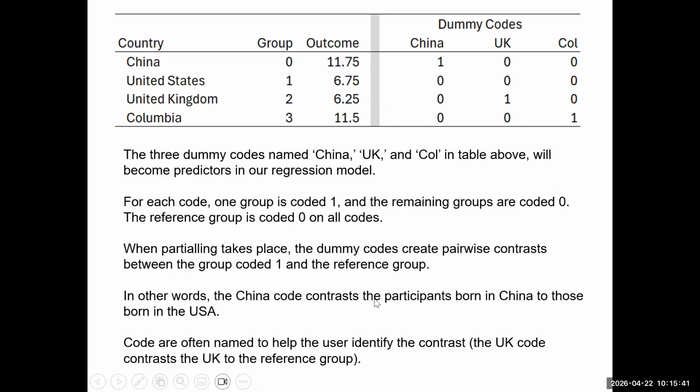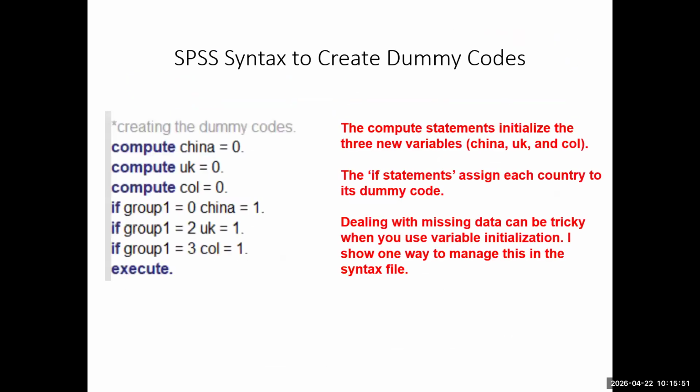And there are lots of different ways you could name the codes. I like to name them so that the name of the code signifies the contrast that's being captured by the code. Okay. Now, I'm going to show you how to run the analysis using SPSS software. It's a common software package used for analyses in the social sciences. And there are lots of different ways, again, you can create dummy codes.